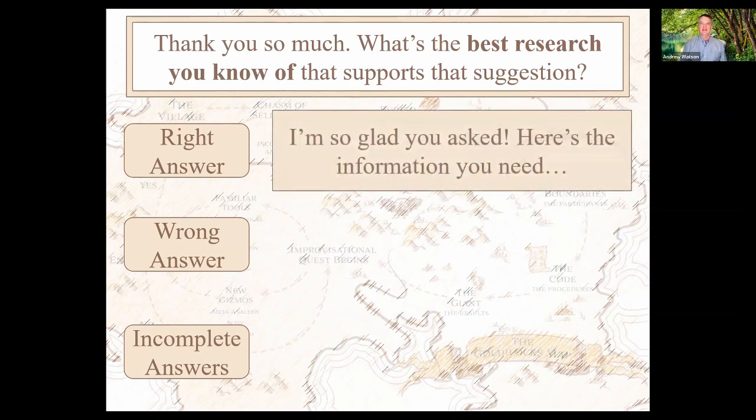So this right answer, what exactly is this right answer? The right answer sounds like this. I'm delighted you want to know. Let me give you the information. Here's the author, here are the researchers, here's the name of the study, maybe here's the journal. Like, here's the information you need. With probably a little enthusiasm.